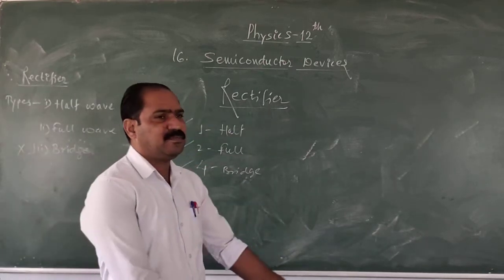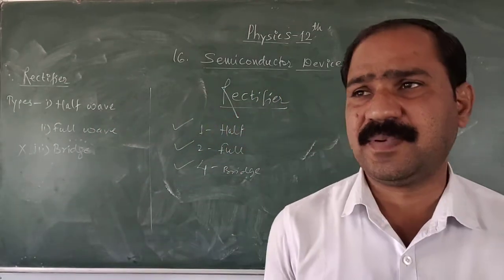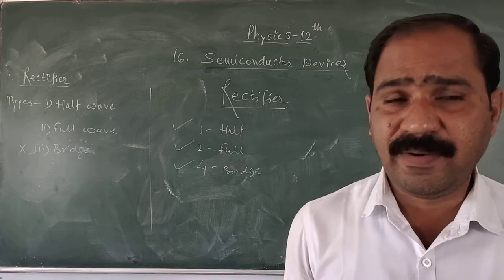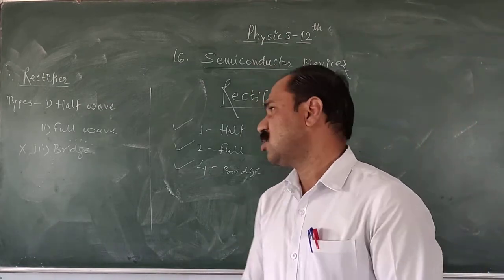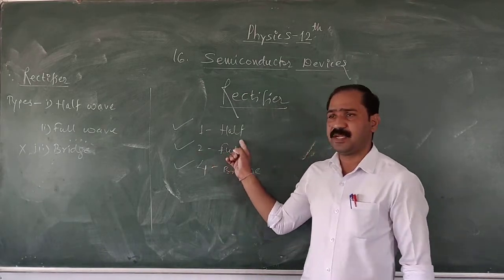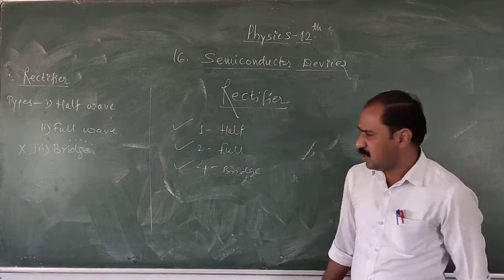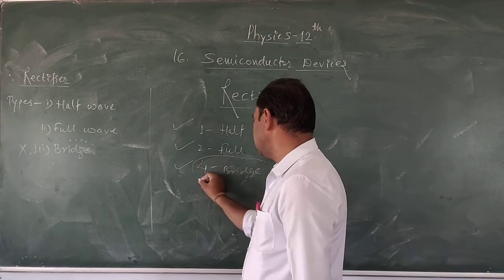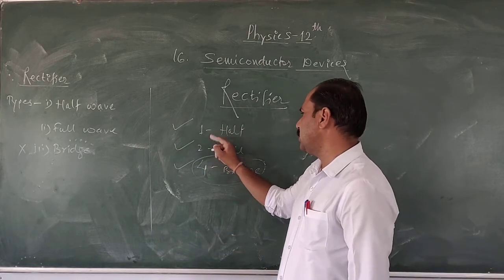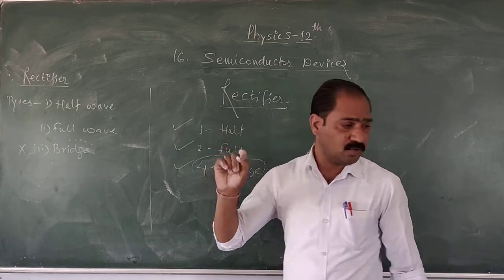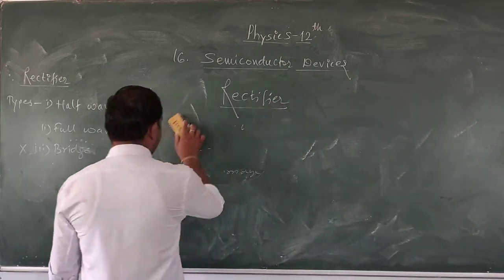In the examination an MCQ-like question may be asked: how many diodes are used in the bridge rectifier, the full wave rectifier, or the half wave rectifier. One diode is a half wave rectifier, two diodes a full wave rectifier, and four diodes a bridge rectifier. But the bridge rectifier is not in our syllabus. So we have to study only two types of rectifier, the half wave rectifier and the full wave rectifier. First we will see the half wave rectifier.